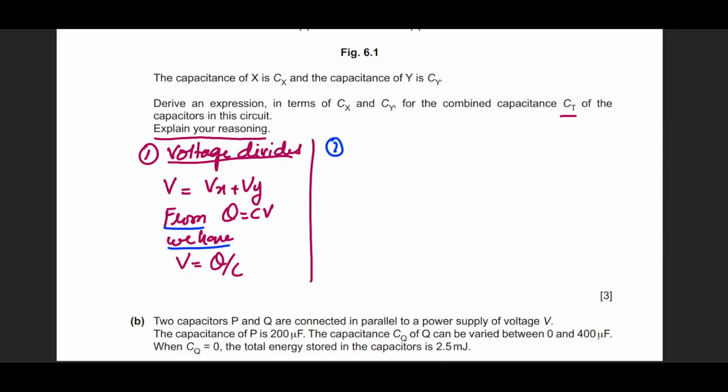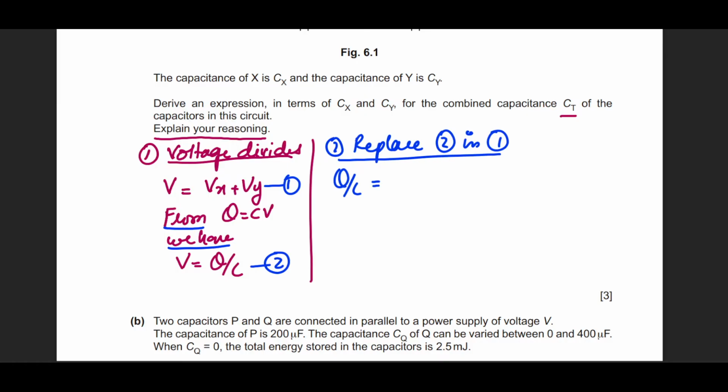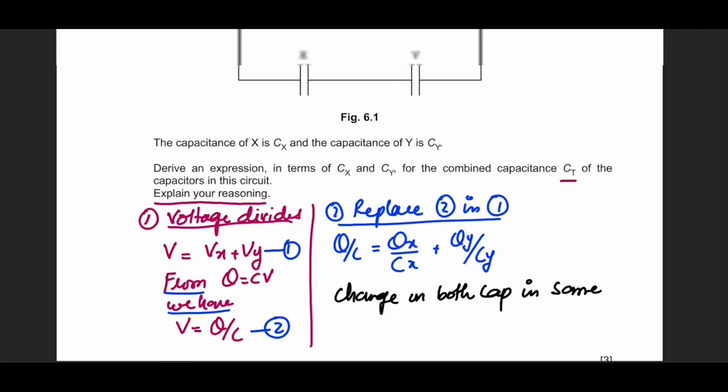Let's name this equation 1 and this equation 2. Then you say replace equation 2 into equation 1, and if you do that, what do you get? We get Q divided by C equals Qx divided by Cx plus Qy divided by Cy. Then you make a statement again: how do you deal with this Q? You will have to say that the charge on both capacitors is the same. And for a series combination, why is that so?